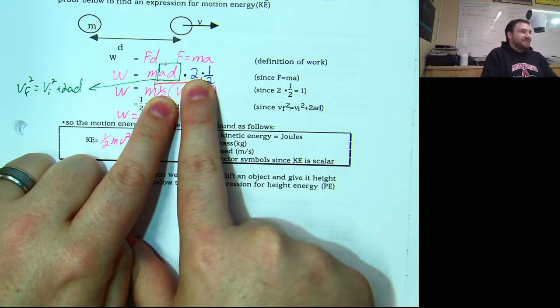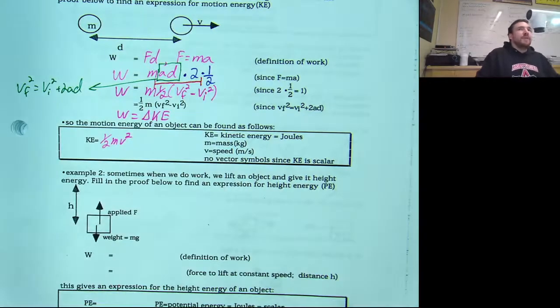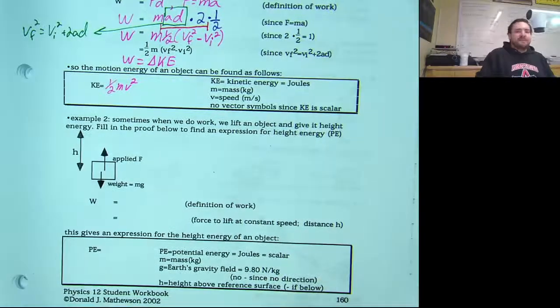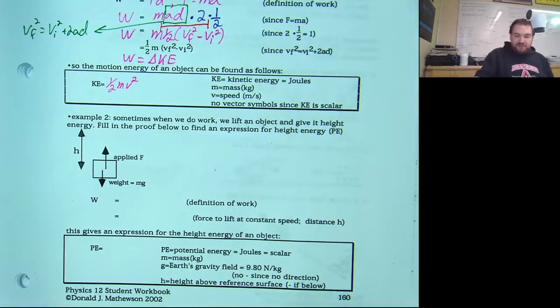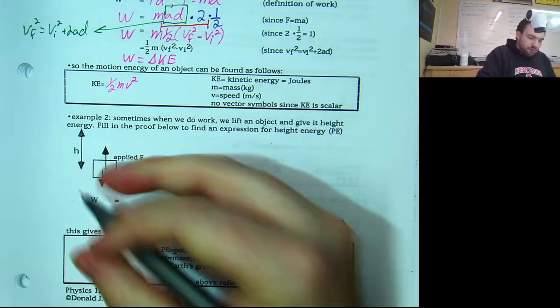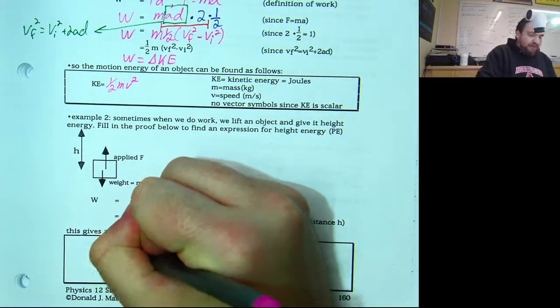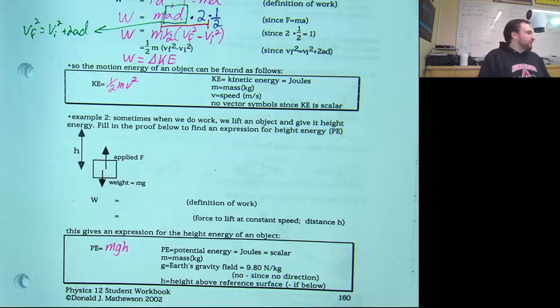And that just comes down to practice. I'm not going to do the proof for the next one, but you know potential energy. What's the expression for it? mgh. Mass times gravity times your height above some surface.